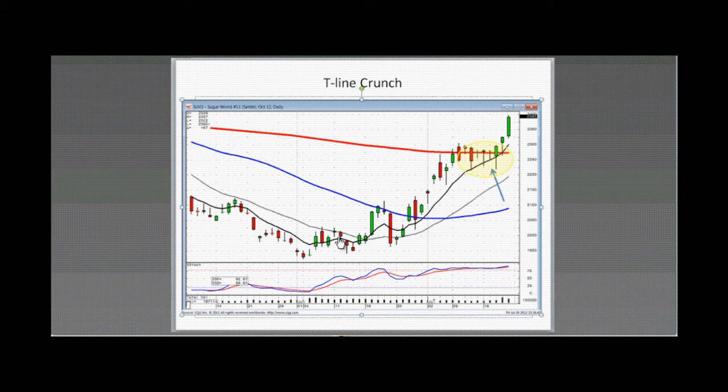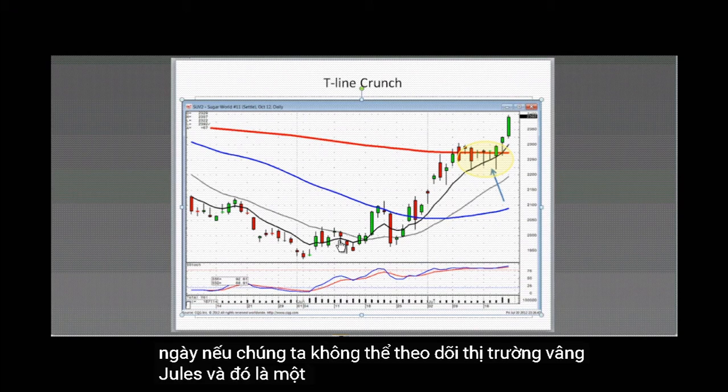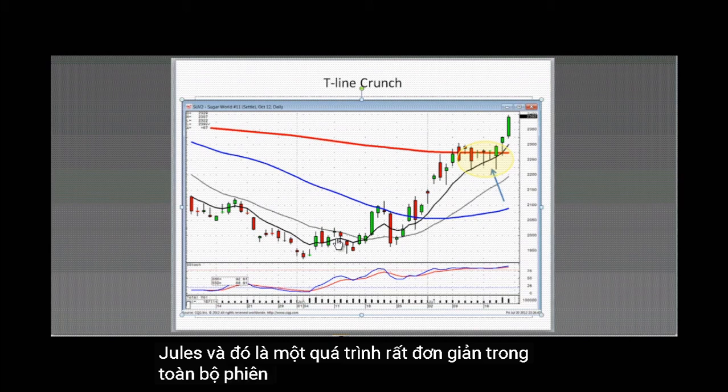Let's see. Can we use stop-loss orders during the day if we can't watch the market? Yes, Jules. And that's a very simple process, a whole nother session.